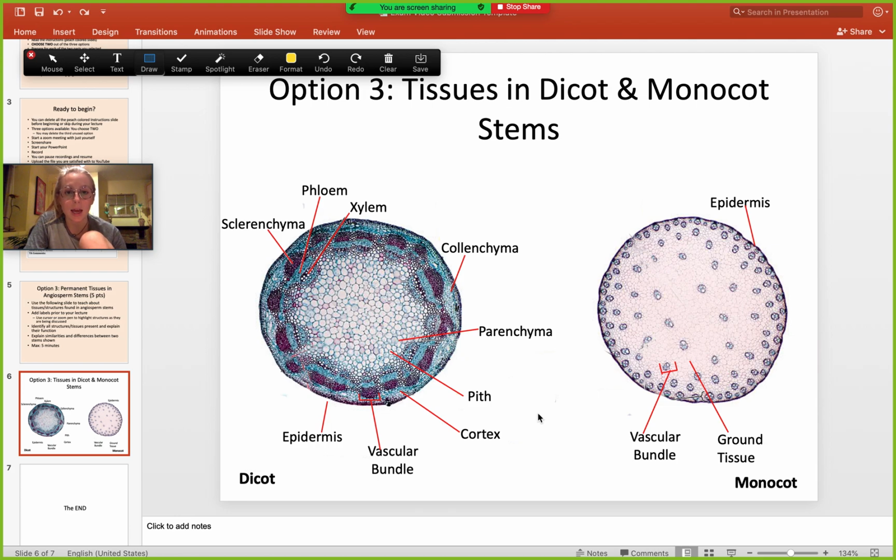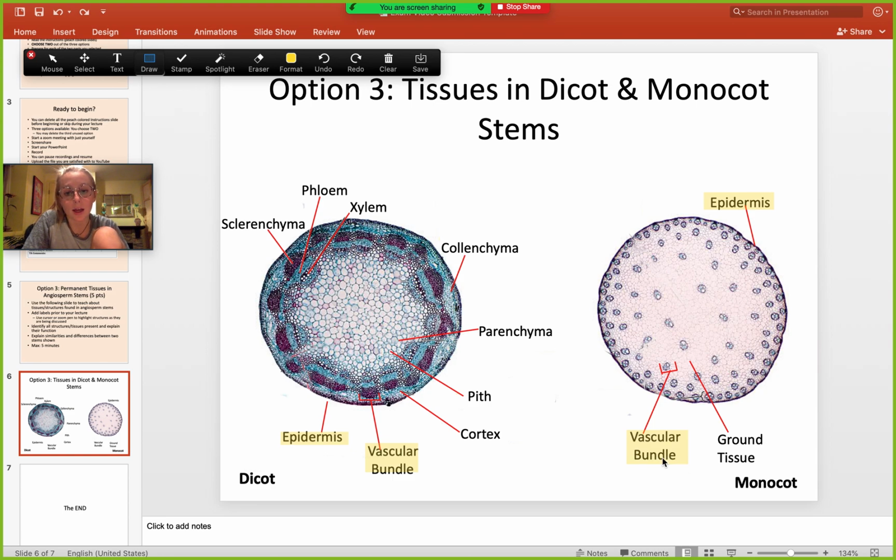So plants have three types of tissues. There's dermal, vascular, and ground tissue. So for dermal tissue, we can easily distinguish the epidermis in the monocot and the epidermis in the dicot. Now the epidermis protects and encases the inside of the stem. Next, for vascular tissue, we have the vascular bundle in the dicot, as well as the monocot.